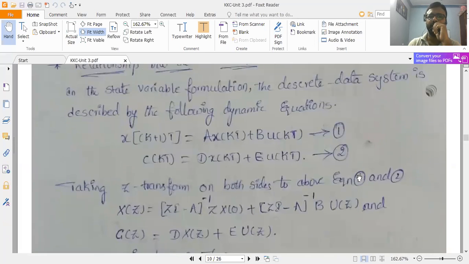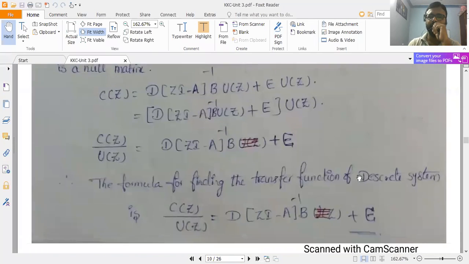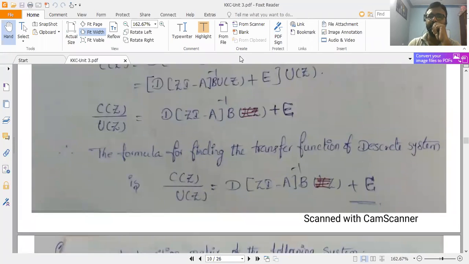So in this way, with this particular equation, we are going to find the transfer function of the discrete system. Based upon the discrete state equation, we are going to find out the transfer function also.